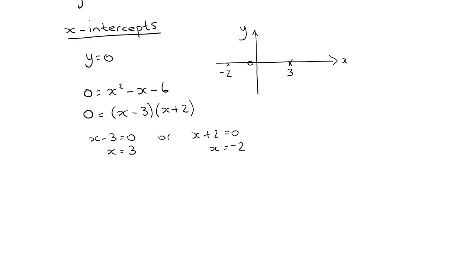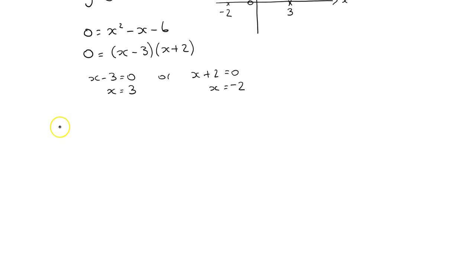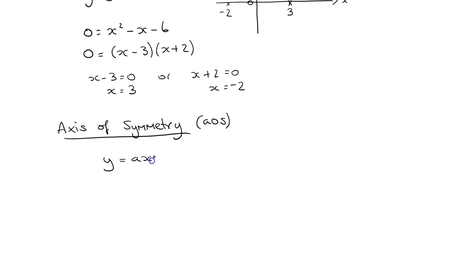The next thing to work out is the axis of symmetry, which is sometimes abbreviated to AOS. Based on our equation y equals ax squared plus bx plus c, our axis of symmetry is equal to minus b over 2a.